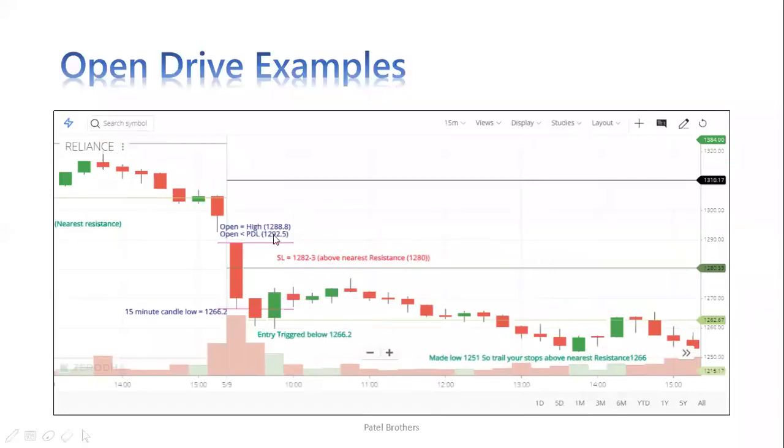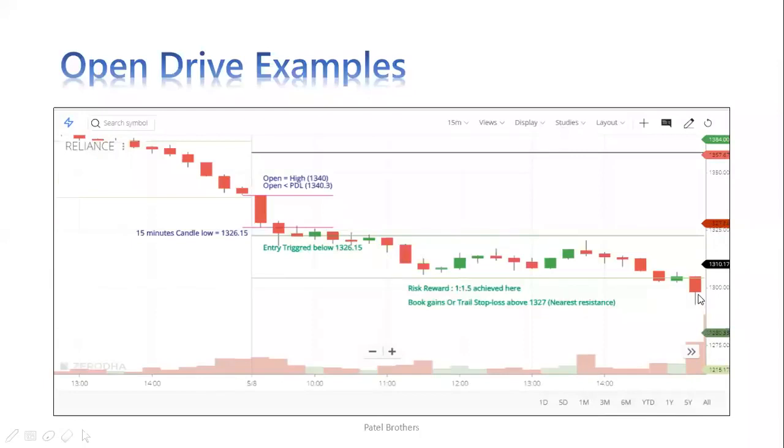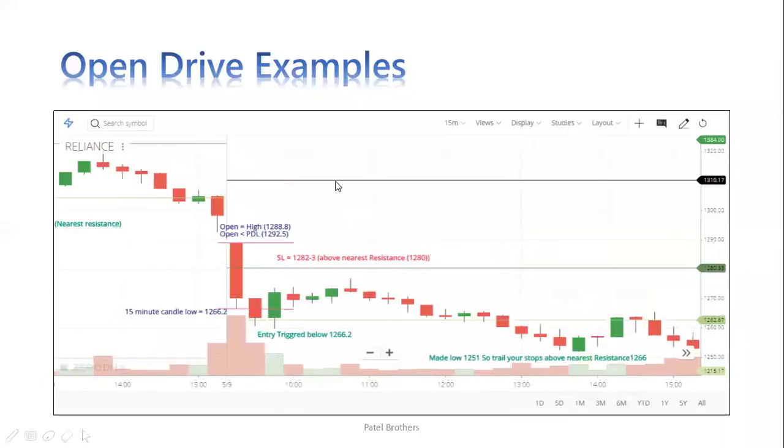So on the very next day, see that this is the same candle which we were seeing here. This is the Reliance. On the very next day also there was an open drive, and this also I have posted on Twitter. So this is a very trending setup. Once in a while we get this kind of setup, and we must trade these setups.